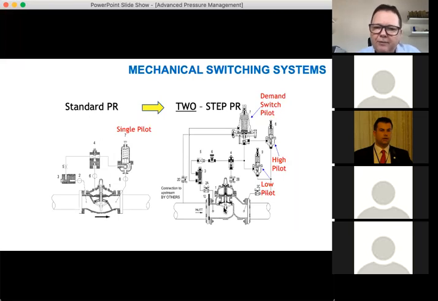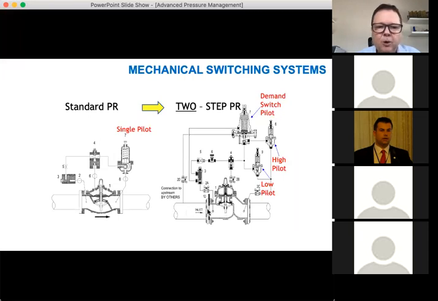So what this valve is doing is, you can't see it too clearly, but on the inlet here, there is an orifice plate. So what happens is, as flow goes through the orifice plate, it creates a very small head loss, less than 1 meter head loss.